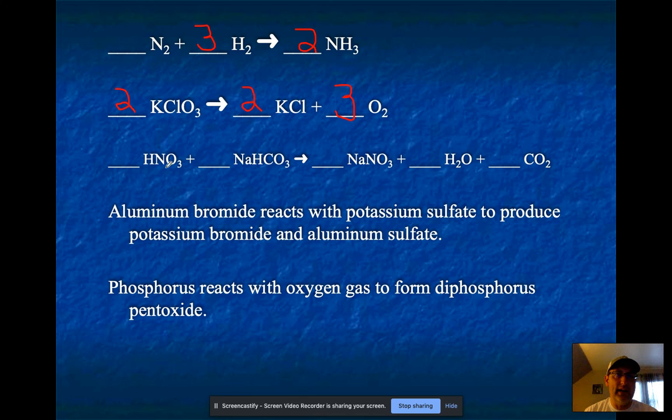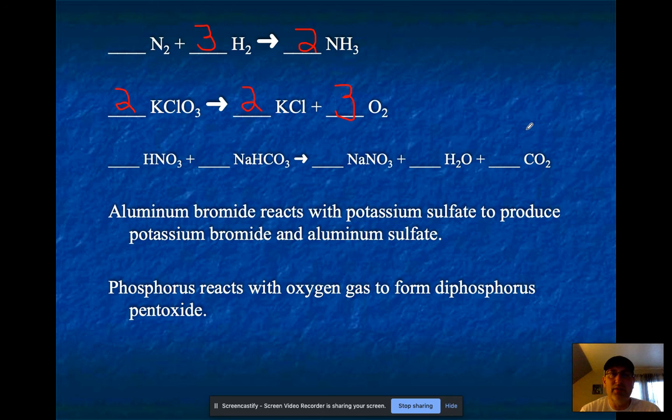And then finally, O3, O3, there's 6 O's: 3, 4, 5, 6. So this one is already balanced. You didn't need to put any coefficients. Sometimes that does happen, but you still have to check it, even though you don't need any coefficients in front.